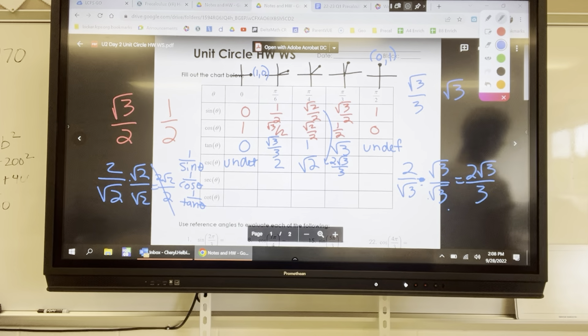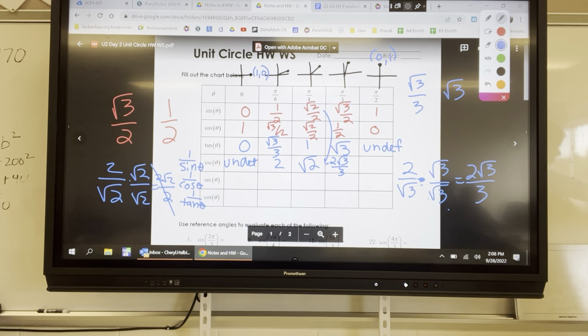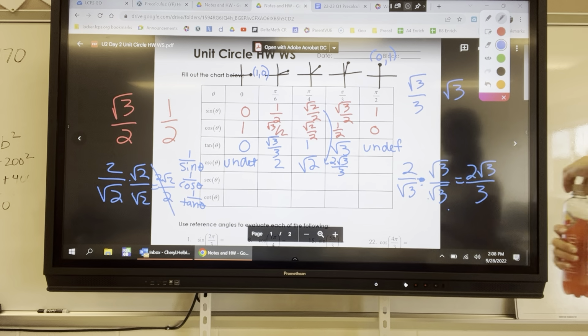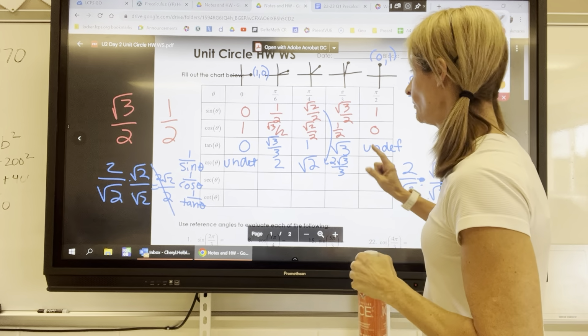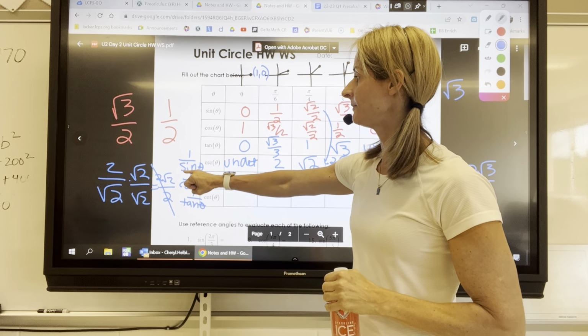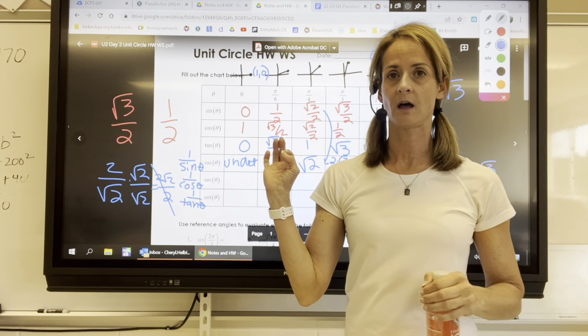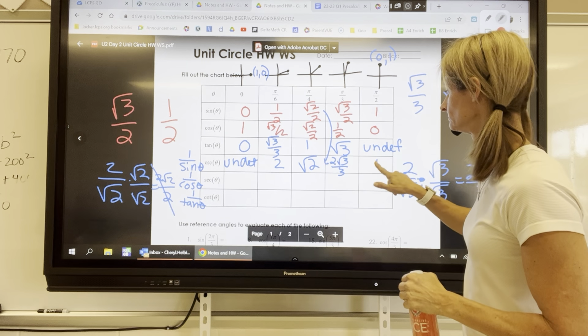Now, what's going to happen with the 1? If I take 1 and put it in the denominator of this fraction, 1 over 1, what's that? Oh, 1. So it's just 1.